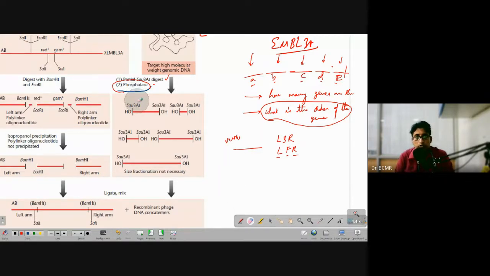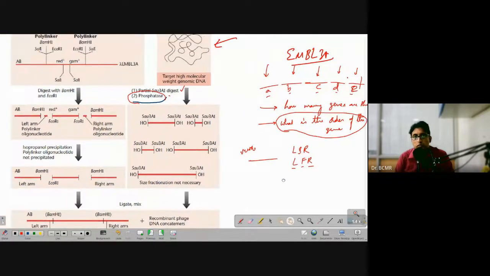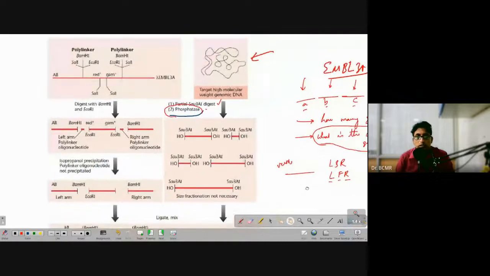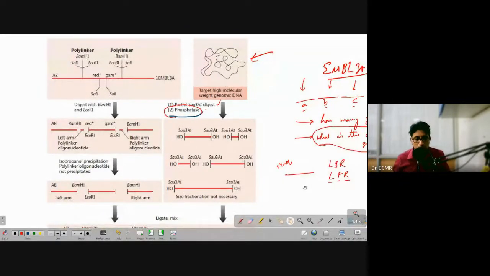And that is one of the reasons why we treat the fragments with phosphatase. Otherwise, in the majority of the cloning procedures that we have learned, it is always the vector that is treated with phosphatase because we don't want vector religation, which may show up in our selections. And it will complicate our screening procedures as well. Okay, that is about this step.